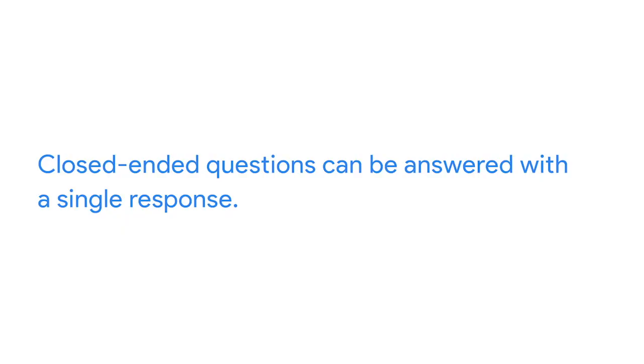Closed-ended questions can be answered with a single response, like yes or no, or true or false, or selecting a single answer from a list. Let's examine three types of closed-ended questions in more detail. The first type of closed-ended question asks for yes-no or true-false type answers. These are questions like, did you order an appetizer? And have you eaten at this restaurant before?